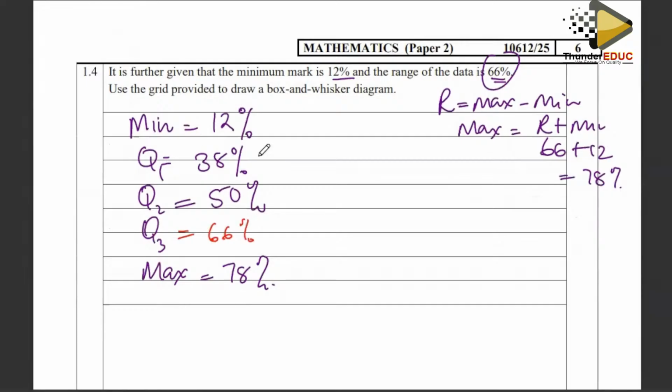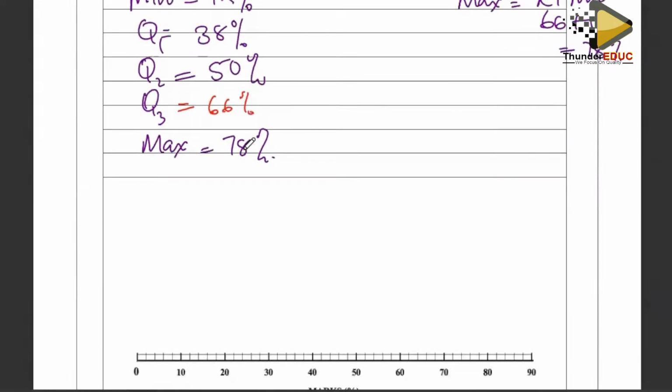Okay, so we just need to represent these numbers on the box and whisker. So 12 is the minimum, so this is going to be our 12. And then 38 is going to be somewhere here. Q2 is 50, somewhere here on the line of 50. And then 66 is going to be somewhere here. And then our maximum is 78, which is somewhere there.